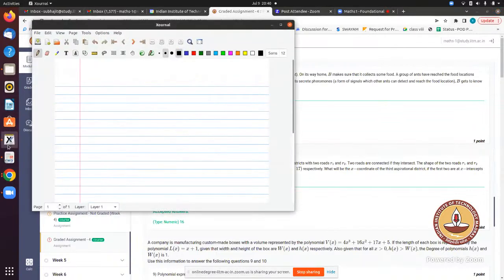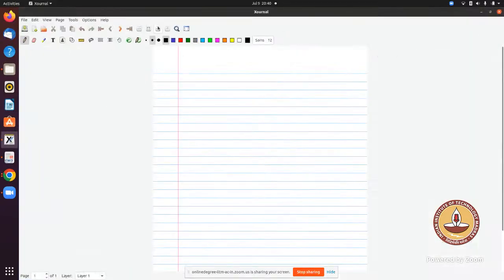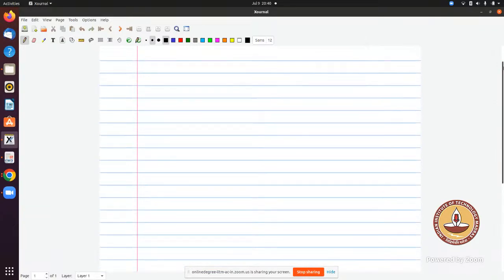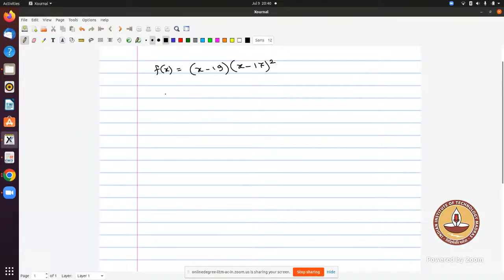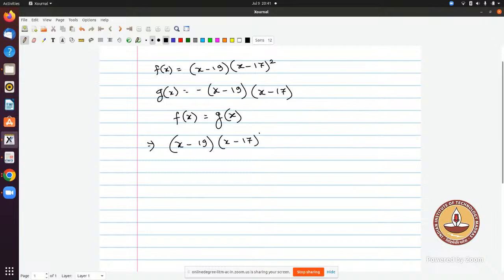So I have two equations like this. f(x) is basically (x - 19)(x - 17) whole square, right? This is what is given. And g(x) is minus (x - 19)(x - 17), correct? So if I set f(x) equal to g(x), that will give us all points of intersection, correct? So what I am getting is this.